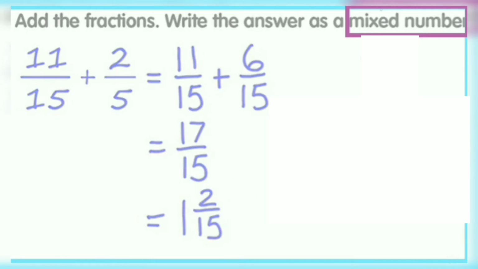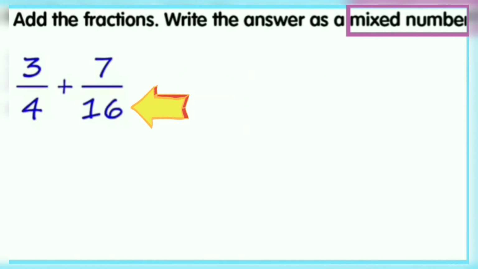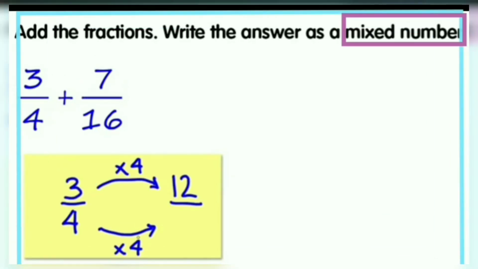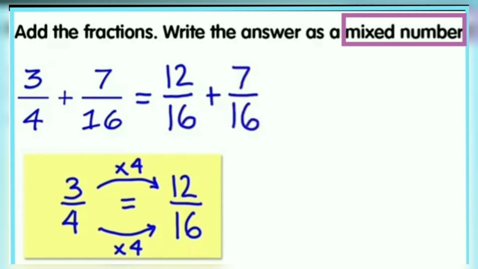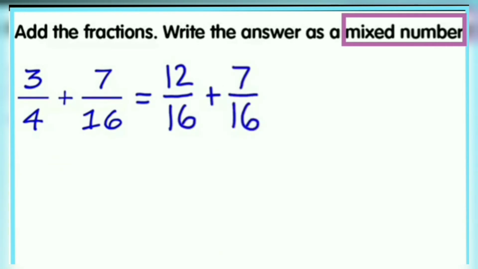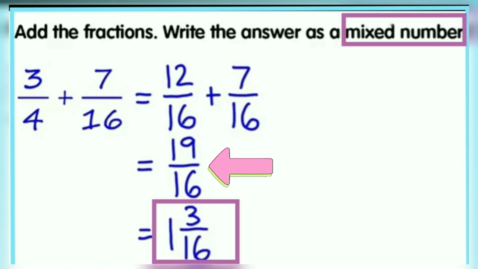Now will you add this on your own? Yes. First observe the denominators. These are unlike fractions. Make them like fractions. Add the numerators and write the denominator as it is. We get 19 upon 16. Since this cannot be simplified, you write this as a mixed fraction.